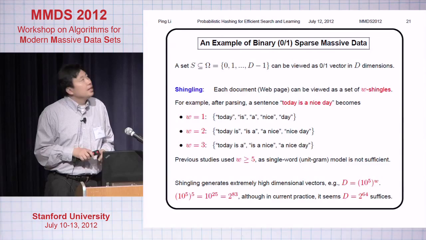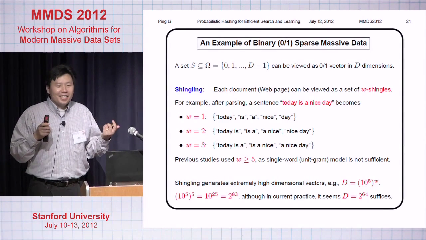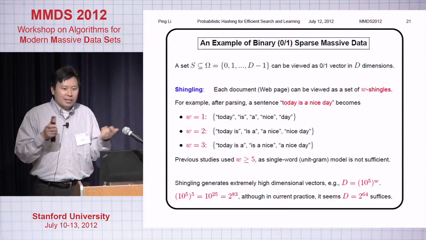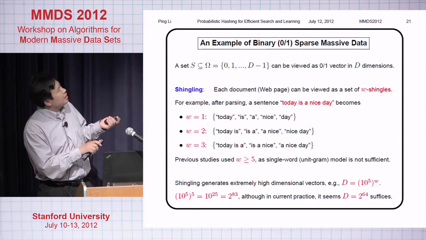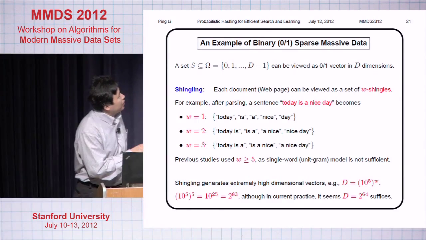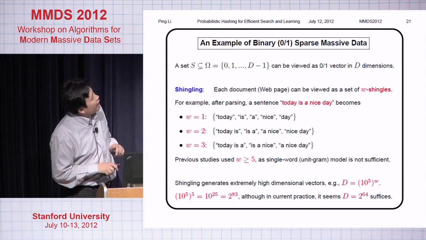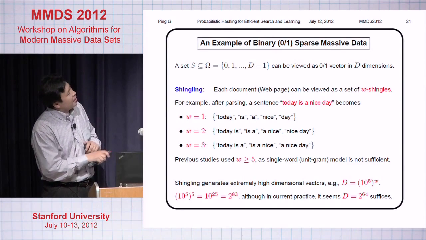This is a classic example of how to get binary data. It's called shingling. When the data is binary, we can talk about it as a set or as a 0, 1 vector. It's usually more convenient to talk about sets. A set means the location of the non-zeros. So this is a nice way to get high-dimensional binary data. Suppose a text is "Today's nice day."